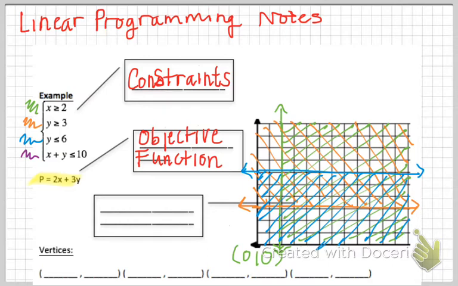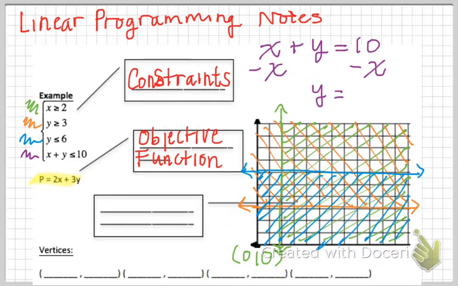So this one is actually pretty easy to get into y equals mx plus b form, right? And it would be easy to get the x and y intercepts as well. But I just want to show you one thing here. So I could actually just subtract x over to the other side. And I get y is equal to negative x plus 10. So that's telling me that I have a y-intercept at 10.